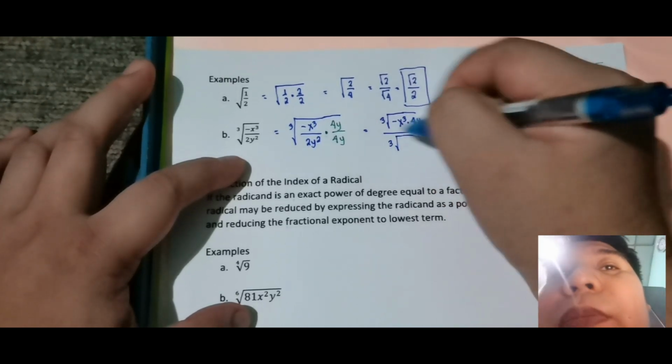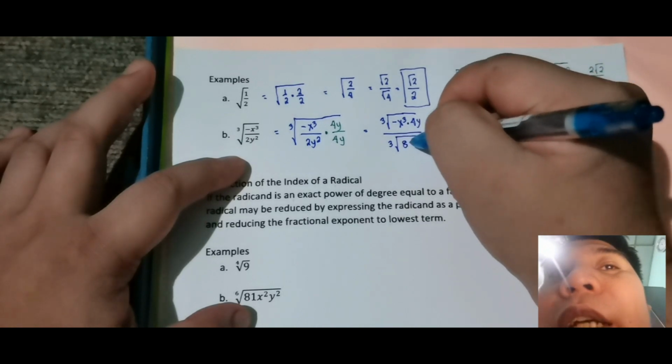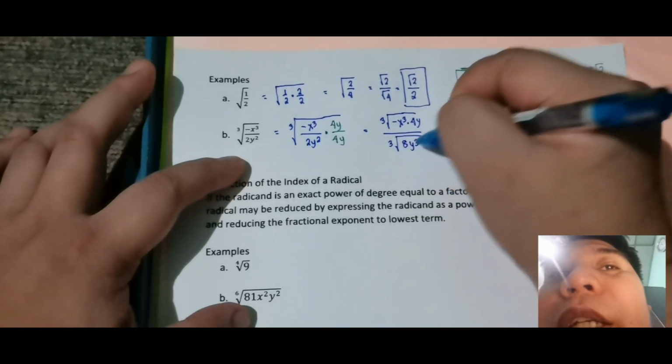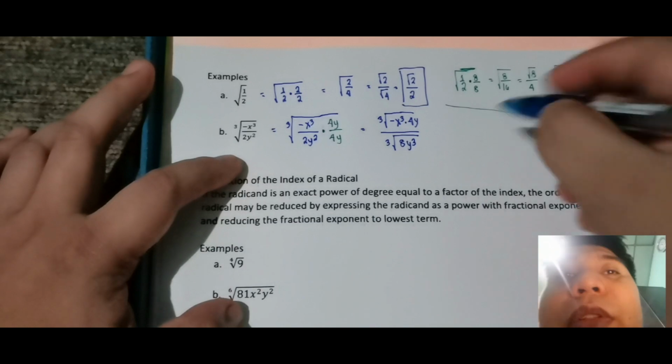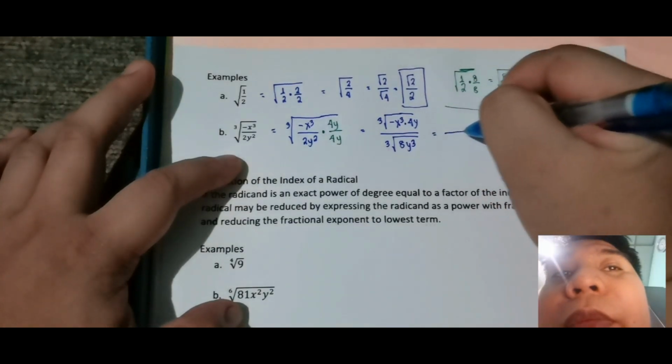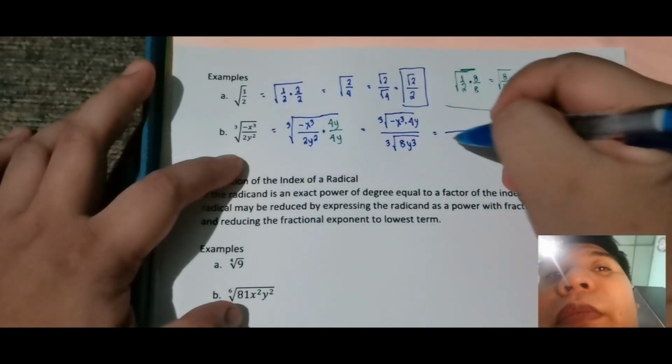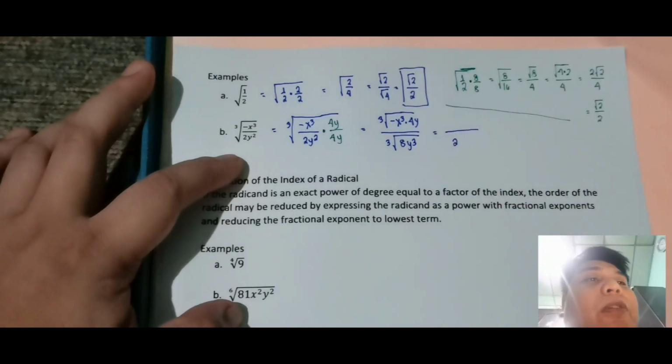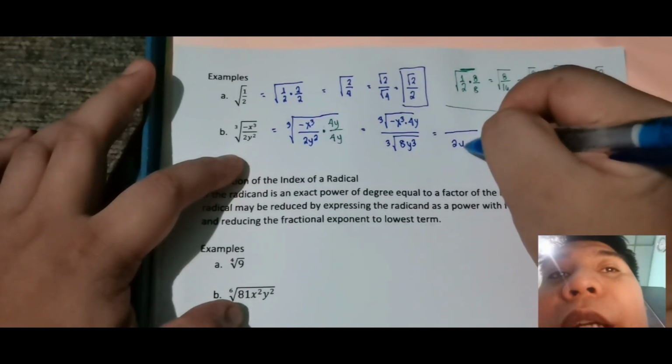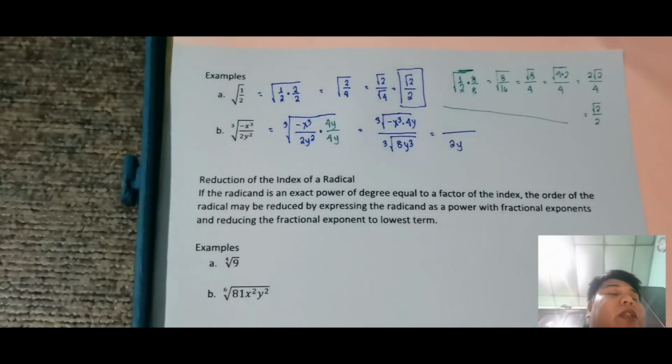cube root of 2 times 4 is 8. Y squared times y is y cube. Obvious na perfect cube na yung ilalim. Cube root of 8 is 2. Cube root of y is y. Ayan, check sa denominator, sa numerator. Sa numerator, kung factorable pa siya, pwede mo bang ma-extract yung root or may evolution pa.